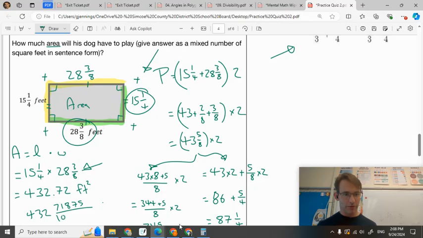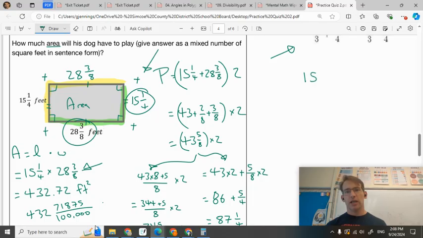On 100,000, this is the most ridiculous mixed number I ever seen. The dog will have 432 and 71,875 over 100,000 square feet, which is a ridiculous amount of detail. It's ridiculous. Here's how I would do it longhand. I'm going to get a prettier answer, but I also don't care that much. You're going to get nicer numbers on your problem.